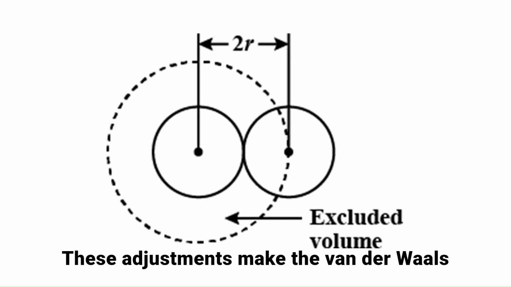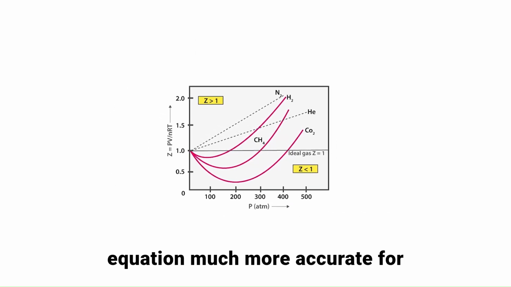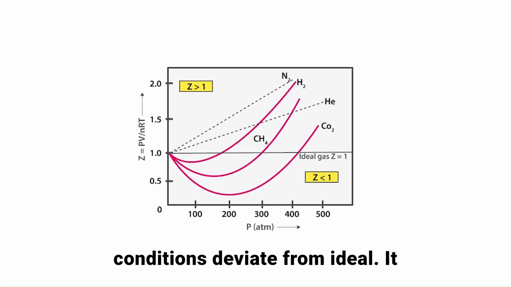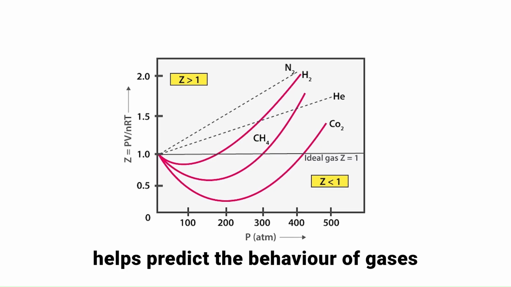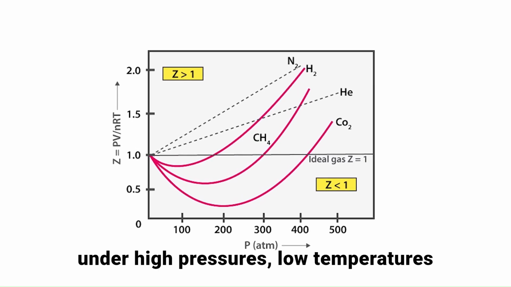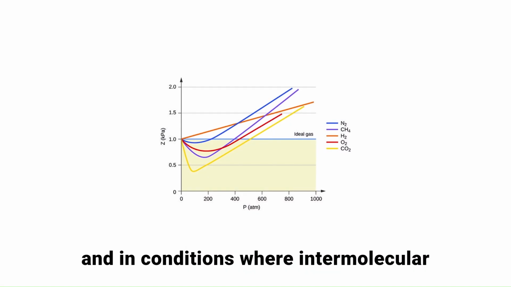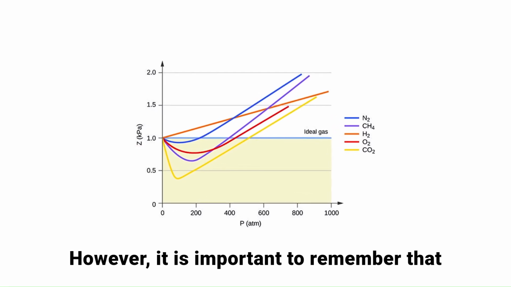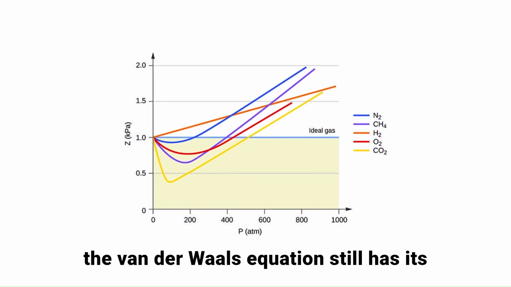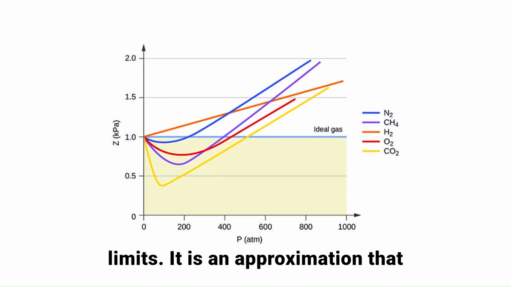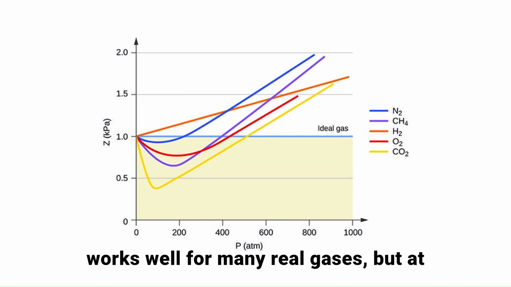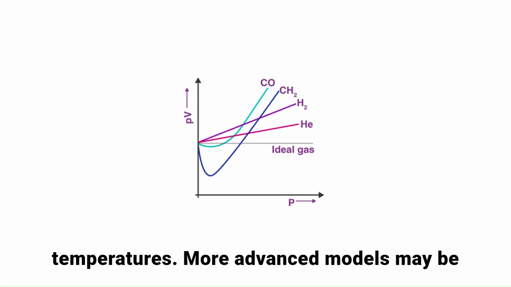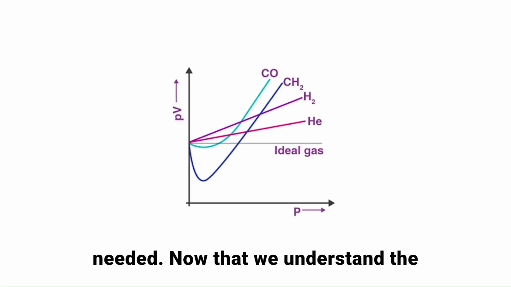These adjustments make the van der Waals equation much more accurate for describing real gases, especially when conditions deviate from ideal. It helps predict the behavior of gases under high pressures, low temperatures, and in conditions where intermolecular forces cannot be ignored. However, it's important to remember that the van der Waals equation still has its limits. It is an approximation that works well for many real gases, but at extremely high pressures or very low temperatures, more advanced models may be needed.